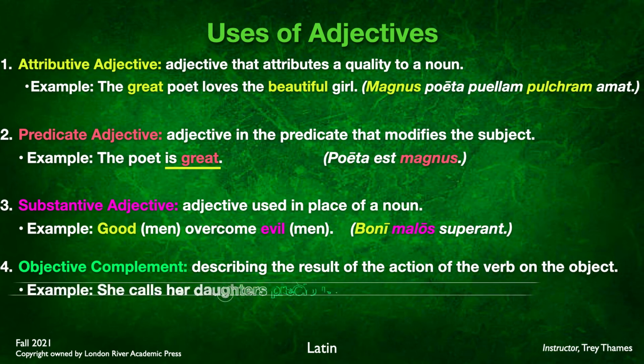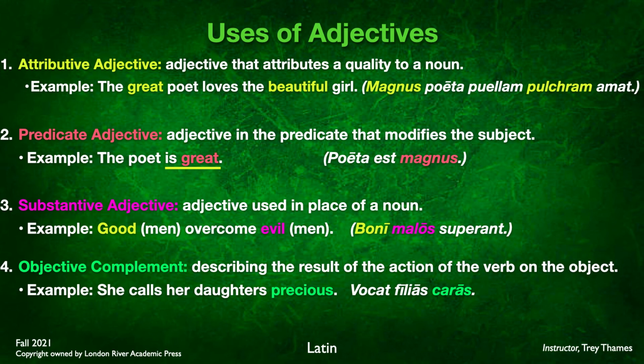So here's an example. She calls her daughters precious. Now the subject is she, the verb is calls, and daughters is the direct object. She calls her daughters, but she's calling them precious. Here, the word precious is describing the result of the action. This is the result of her calling the direct object, which is daughters, and she is calling them precious. That's the result. And so consequently, this adjective needs to agree with the word daughters in case, number, and gender.